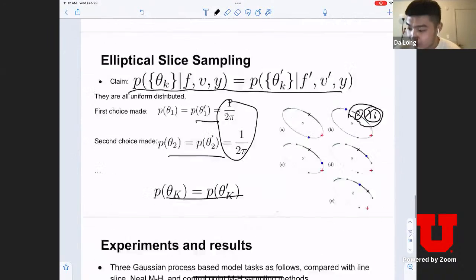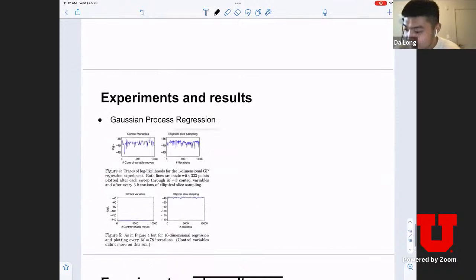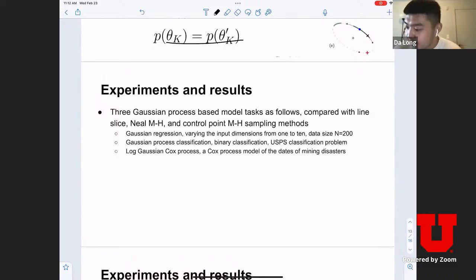Okay. So this is the experiments. This paper compares the model with other 3 sampling methods. There are line slice, new image, and control point image. And they did 3 tasks.